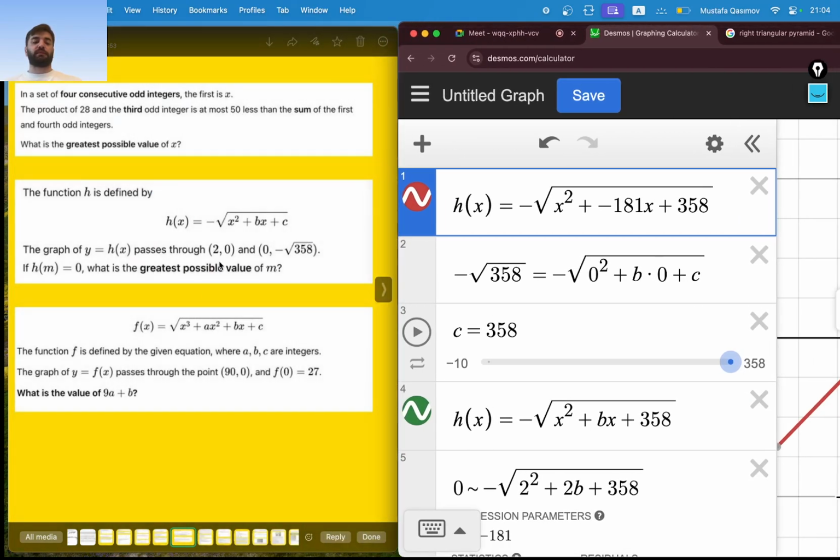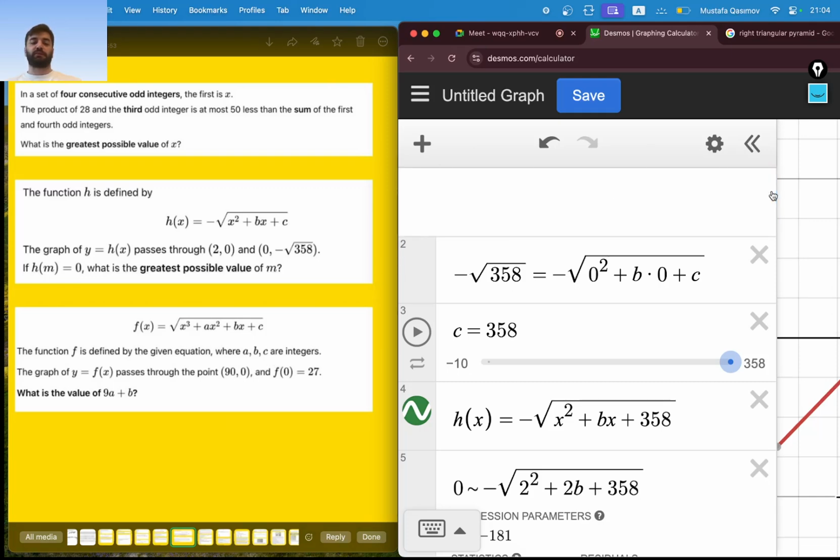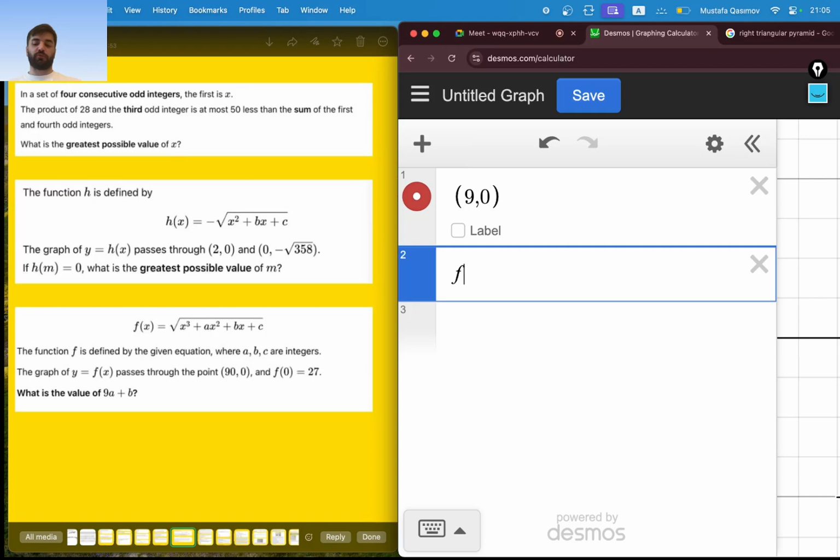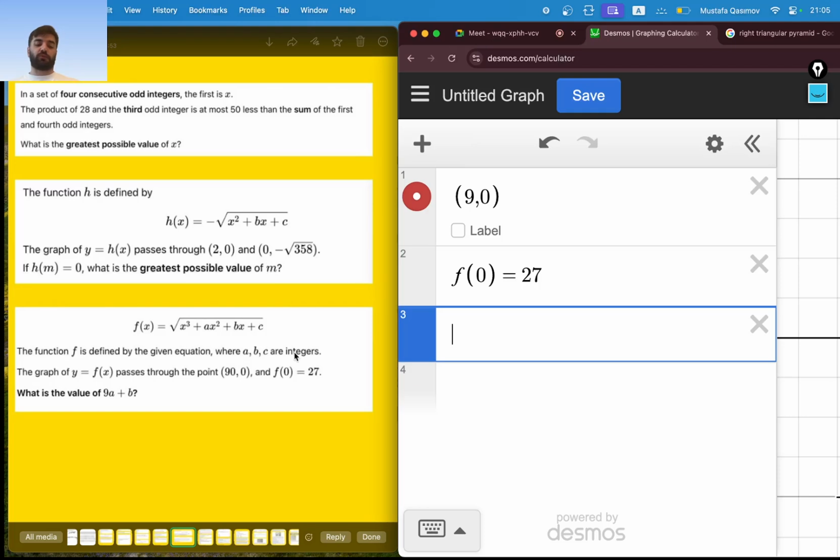Okay, there is a mistake in this question. It is from the May exam. It is not 90, it is 9. It's also the same as that one, totally the same. We have f of 9 equals 0 and f of 0 equals 27. Then we have this equation, right? You have to put both of them in this equation and you will get the answer.